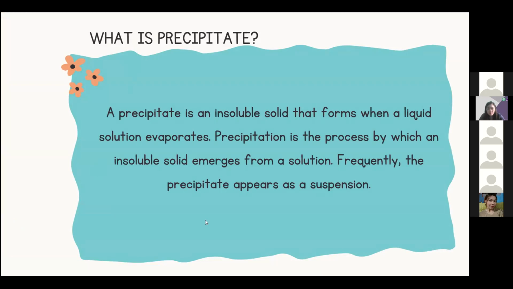What is a precipitate? A precipitate is an insoluble solid that forms when a liquid solution evaporates. Precipitation is the process by which an insoluble solid emerges from a solution. Frequently, the precipitate appears as a suspension. So in chemistry, to precipitate is to form an insoluble compound either by reacting two salts or by changing the temperature to affect the solubility of the compound.